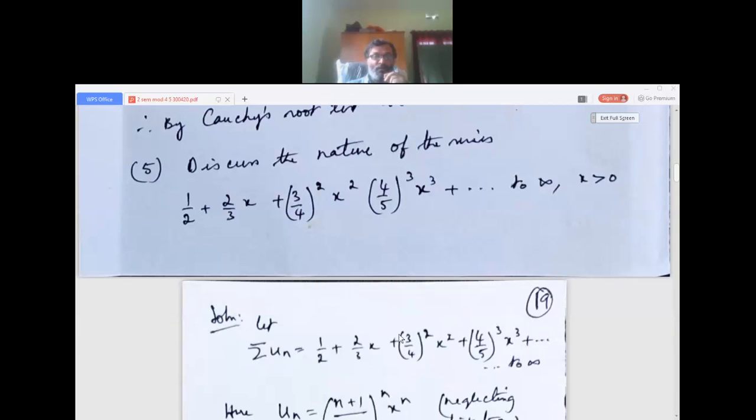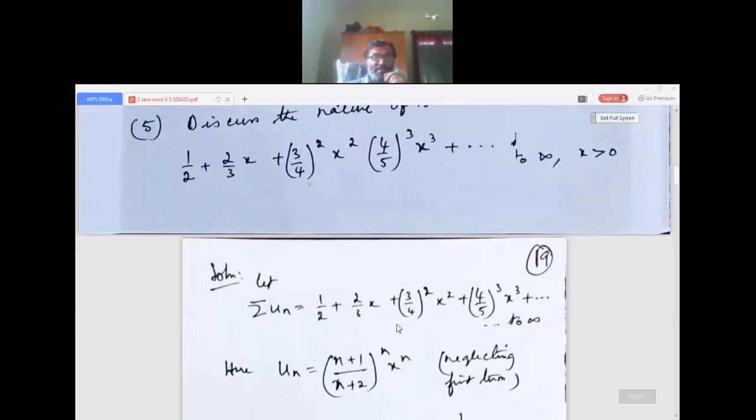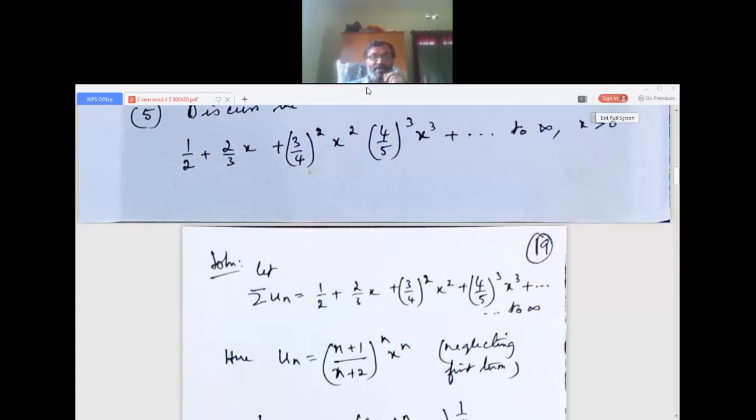First, we write the given series as it is given in the question. So sigma un is equal to 1 by 2 plus 2 by 3 x plus (3 by 4) whole squared into x squared plus (4 by 5) whole cubed into x cubed plus etc. to infinity. You can see the first term is x power 0, and x power 0 is 1.